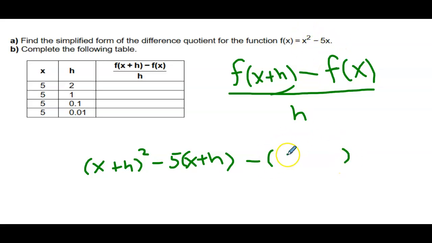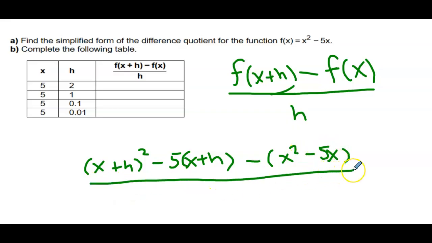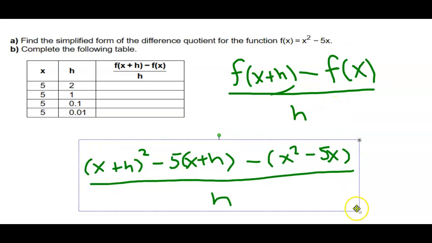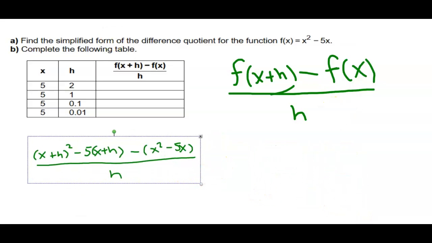It's two terms, so you want to make sure you have it in parentheses so that you subtract it properly. But there's f of x, and then all three of these terms are over h. So now we have the difference quotient. We just have to simplify it. The way you know a difference quotient is simplified is you want to get all factors of h out of the denominator. So we have that h down below. We'd like to cancel it out if we're going to have this simplified properly.